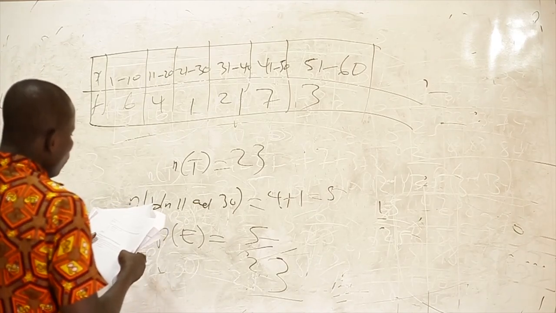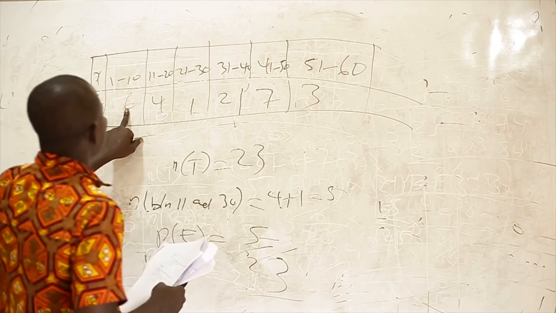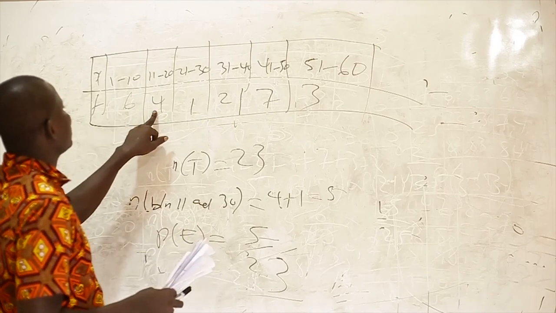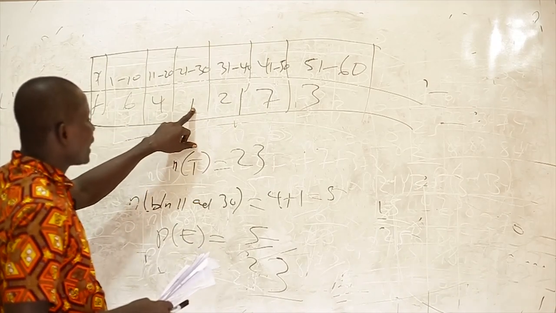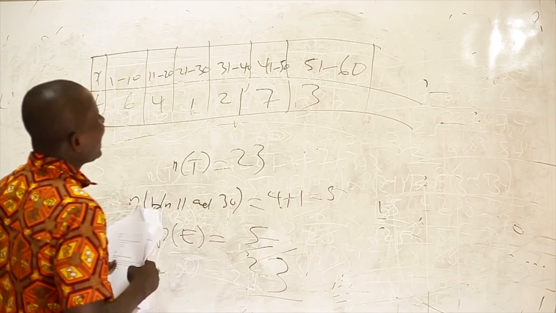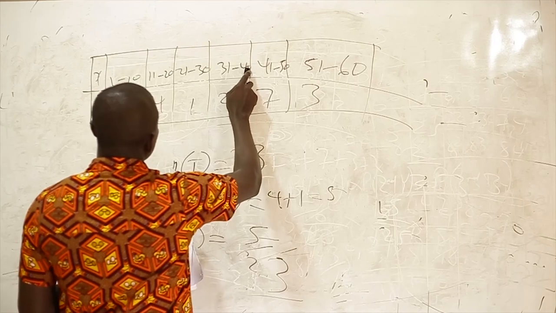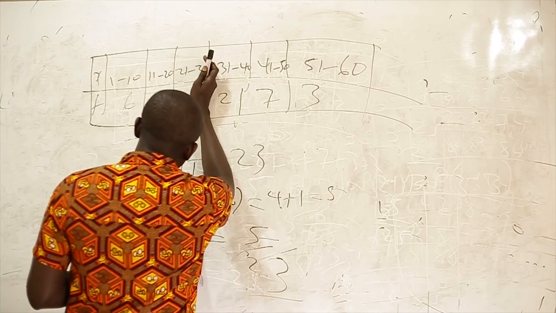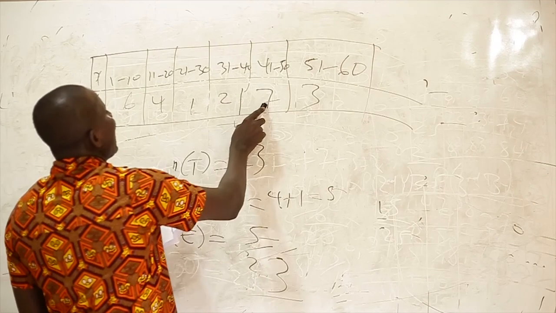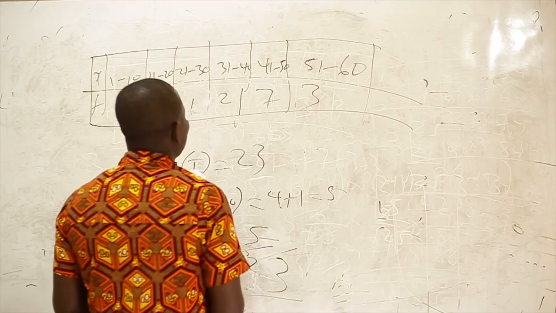Then it says at most 30. The highest is 30. So at most 30, you know the total is 23, will be 10, 11. So 11 over 23. What about if I say at least 31? The least is 31. So starting from the basis, they cannot say at least 40. No. At least 31. Start from the least side and move on. So at least 31 will be, you add this to this, you get what? 9, 12. It will be 12 over 23.